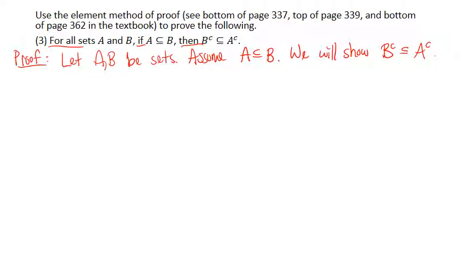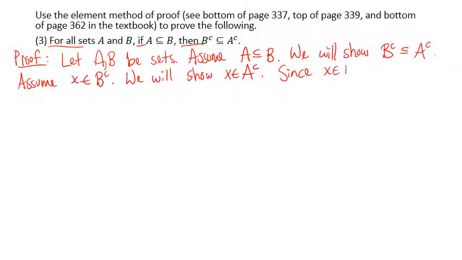Okay, so how do we show that one set is a subset of another set? You assume or let or suppose that X is an element of the first one. So X is an element of B complement. Okay, and now we will show X is an element of A complement. How are we going to do this? Well, since X is an element of B complement, what does that mean? That means that X is not in B. That's what that means. So let's think about this for a second.